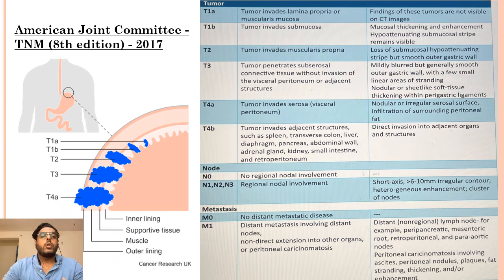A brief on American Joint Committee on Cancer TNM staging, where T1A represents tumor invasion into the lamina propria, T1B tumor invades into submucosa, in T2 into the muscularis propria. In T3, the tumor penetrates the subserosal connective tissue without invasion of the visceral peritoneum, whereas in T4A, the tumor invades the serosa, that is the visceral peritoneum. And T4B, tumor invades adjacent structures such as spleen, transverse colon, liver, etc. M0 is no distant metastatic disease, and M1 represents distant metastasis along with distant nodes.